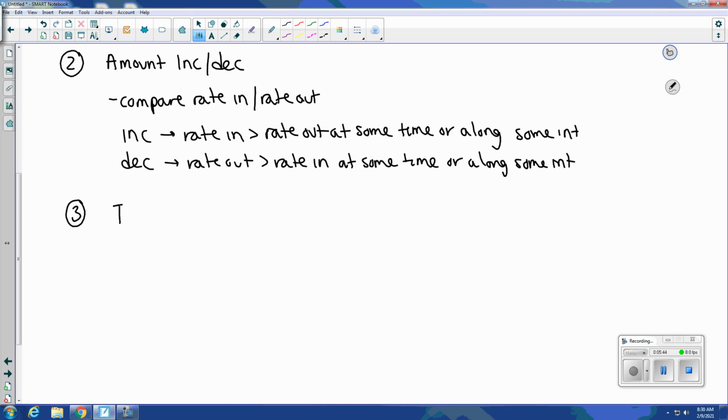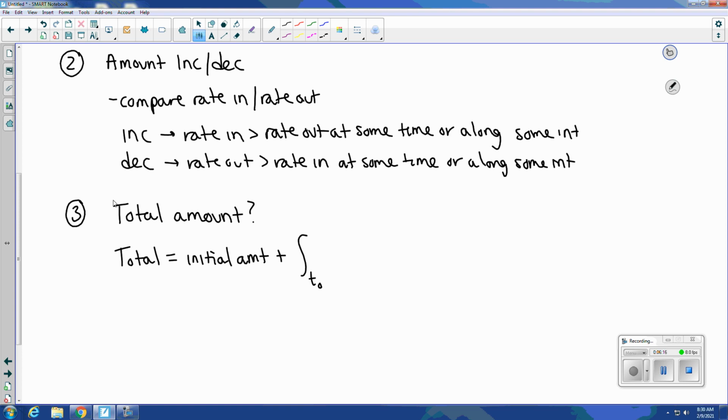So how do we represent total amount in a rate in, rate out problem? It will give you an initial amount. So to get the total, what we're going to do is say the initial amount. So what are we starting with? And then we're going to add the amount that went in. Now, what do we integrate from? Your starting time to whatever time they're asking you to find the total at.